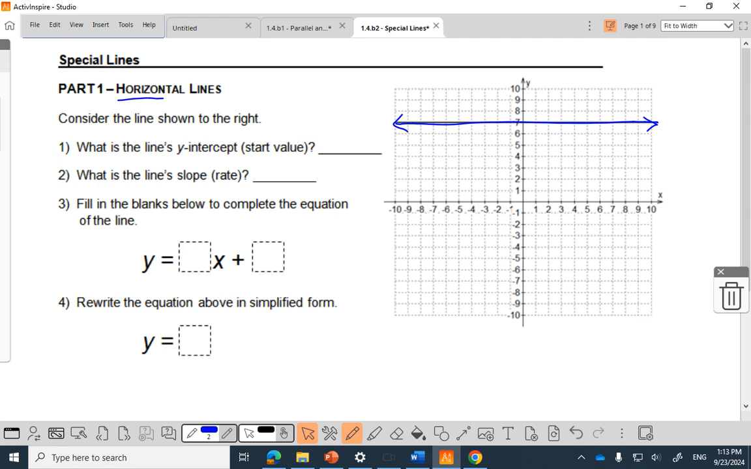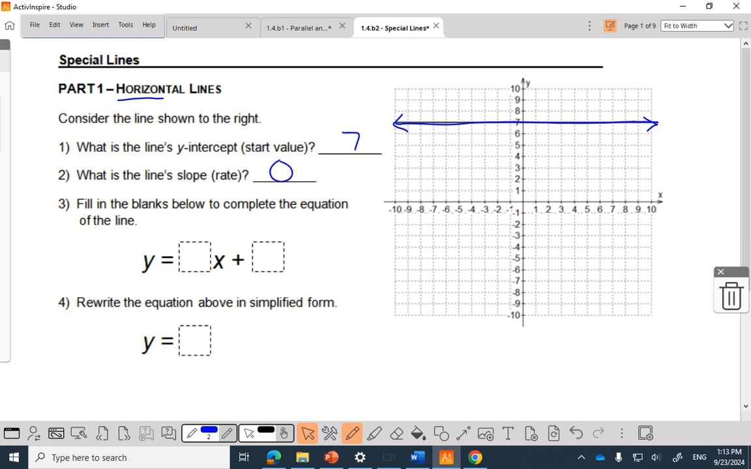What is the line's y-intercept? So where does this thing meet the y-axis? 7. This next question is so ridiculously easy, it's difficult. What? Yeah, weird, right? It's an easy question, except that's what makes it difficult. If a line's horizontal like that, what's its slope? 0. Yeah, weird.